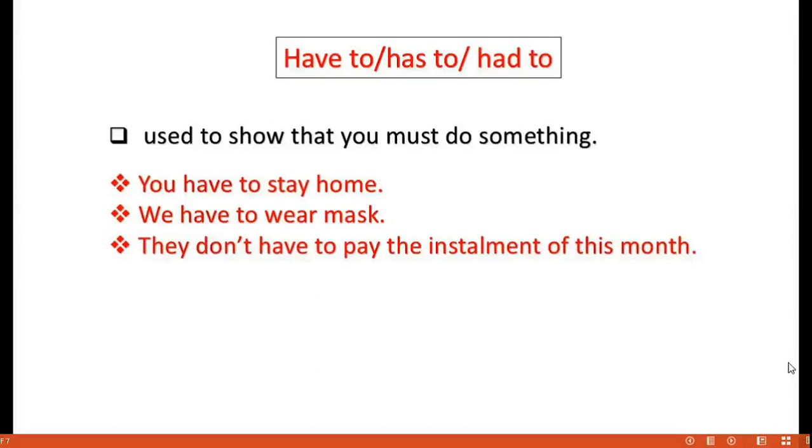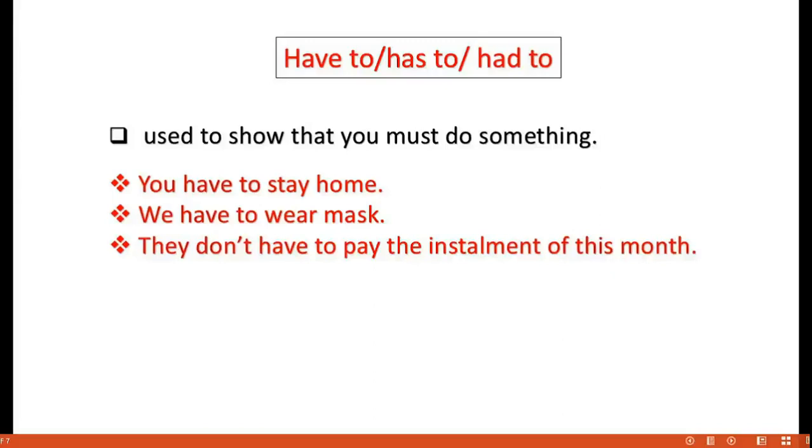My dear students, this slide is about the uses of have to, has to and had to. Have to and has to are used in present tense and had to is used in past tense. They are used to show that you must do something. That is, they show obligation.